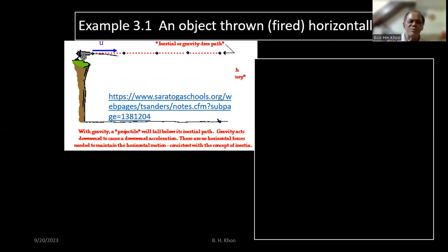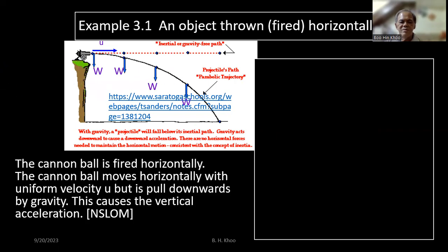We revisit our projectile motion, object thrown or fired horizontally. Why is it moving that way? Right? That's the path of the projectile or of the cannonball. The weight is pulling it down. The weight is the resultant force pulling it down. It's always the same value, same direction. Cannonball is fired horizontally. Cannonball moves horizontally with uniform velocity u, but is pulled downwards by gravity. This causes the vertical acceleration.